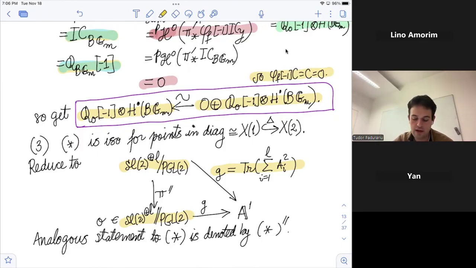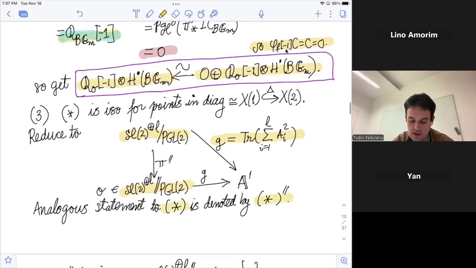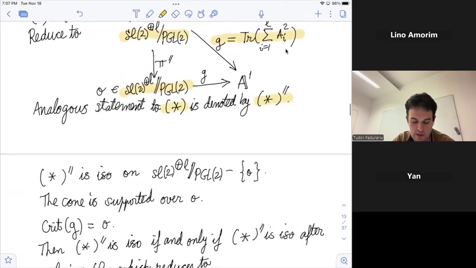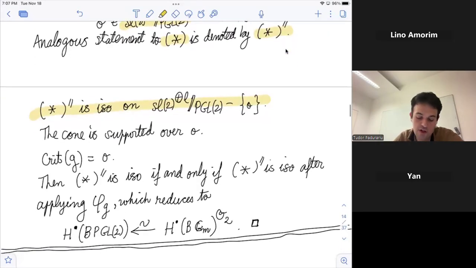So again, after the simplification, the statement star will become a certain statement star double prime that I didn't spell out. But as before, we know that it is an isomorphism everywhere by cases 1 and 2, everywhere except outside the origin. We take the cone, which we know is supported over the origin, of the map from the right-hand side to the left-hand side. The critical locus of G is this origin, quotient in this case by PGL2.